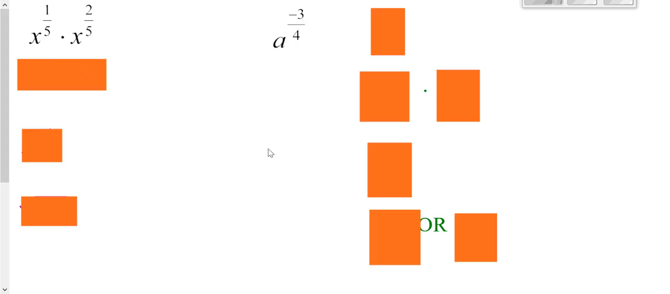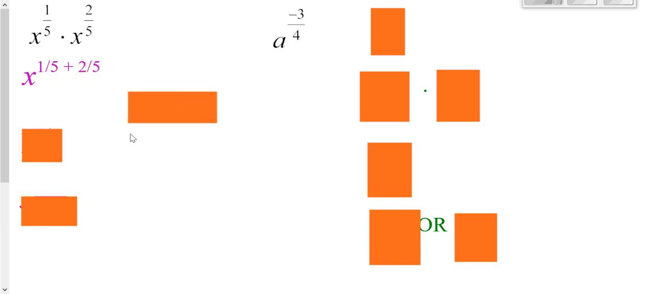So quickly try to do these two. Add your exponents, and that would be your answer. Here, negative exponent puts it in the bottom.